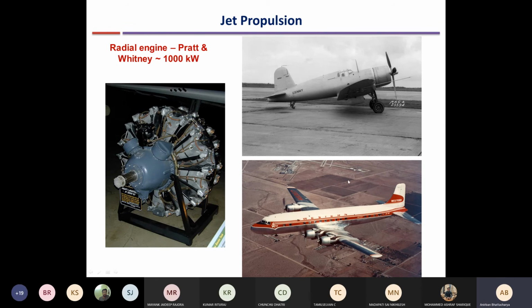The first civilian aircraft that were developed also used these radial engines. Instead of a single radial engine, they used multiple radial engines because the aircraft were quite large. This is a very old aircraft from the 1950s.